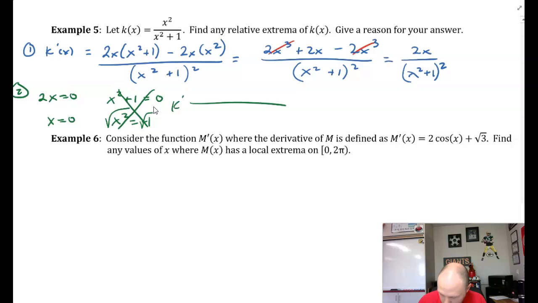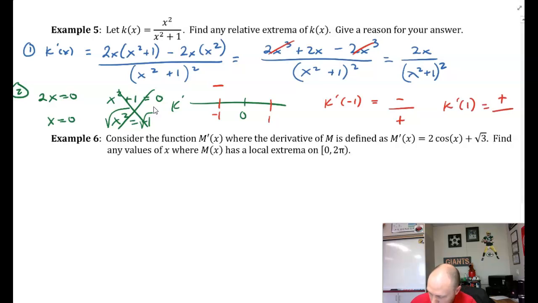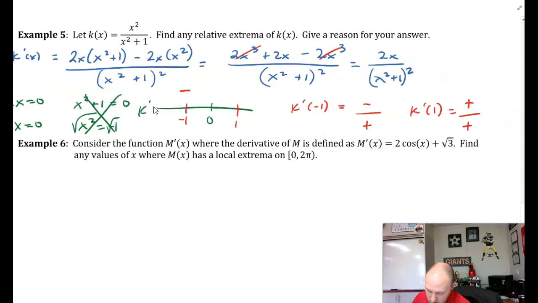So here is our k prime, and we're at 0. Now what I need to do is go ahead and test. And I'm going to go with old reliable here, -1 and +1. So k prime of -1. If I plug this in, I get a negative over a positive. That's negative. And then k prime of 1, that's going to give me a positive over a positive, right? I'm just plugging these values into my derivative, okay?